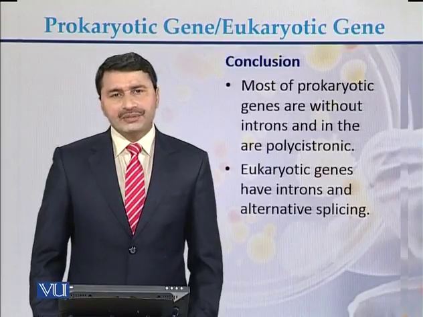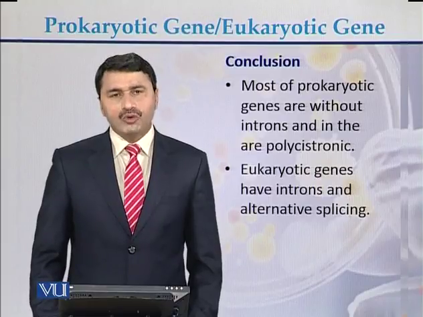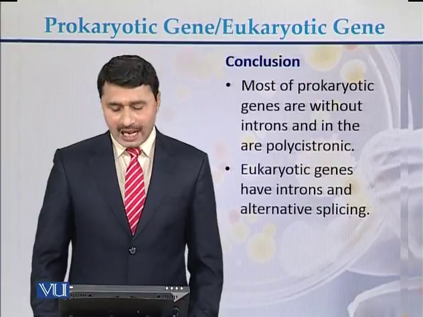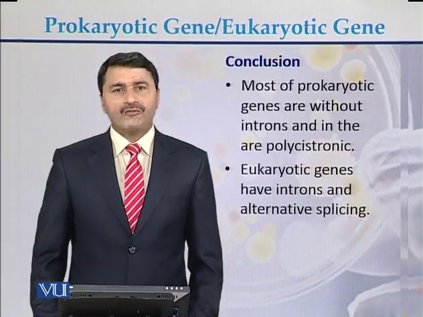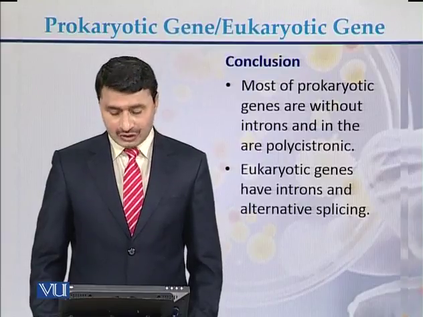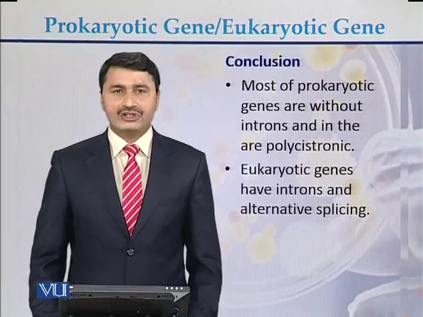What is the difference between prokaryotic genes and eukaryotic genes? Most of the prokaryotic genes are without introns, and they are in the form of polycistrons. While on the other hand, eukaryotic genes have introns, and they also have the phenomenon of alternative splicing.